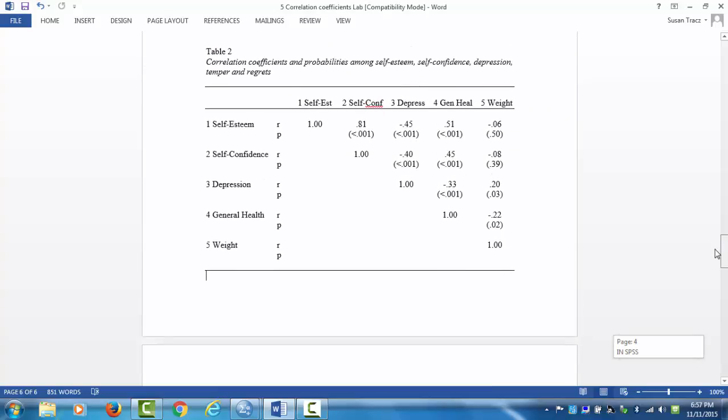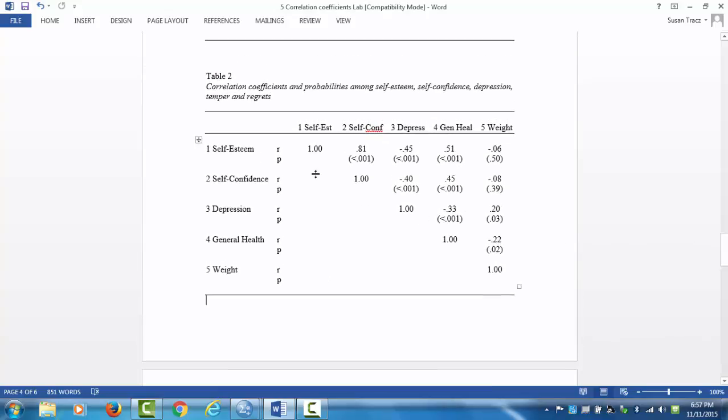So here we have our correlation table. Self-esteem with self-confidence 0.81, with depression minus 0.45, with general health 0.51, and for weight minus 0.06. I've rounded the decimal places here to 2 places, which is generally what's reported, and the rest of them I think you could fill in. Now I'm only going to pick a few correlations to report on here.